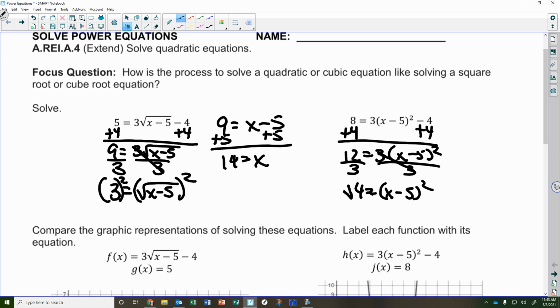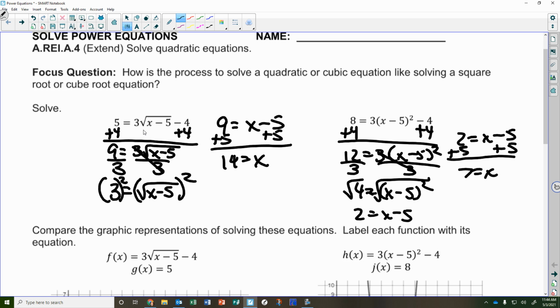So here, I'm going to take the root of both sides. So the square root of 4 is 2, and then I got x minus 5. And if I'm going to rewrite that up here, because I'm kind of out of room over there, when I add 5 to both sides, I get x equals 7.